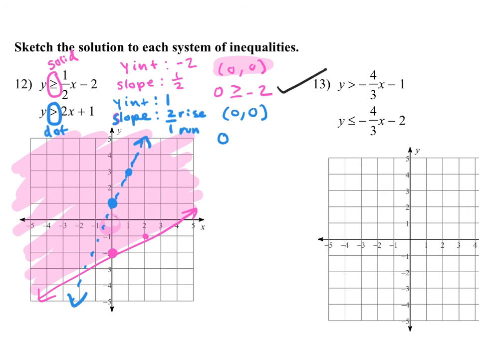Yep. So you guys have 15 minutes left. So 0 is greater than 1. Is this true? No. So if 0, 0 is this point here, where are we going to shade? To the right or to the left? To the left. We shade where 0, 0 is not. So we're going to shade on the left.